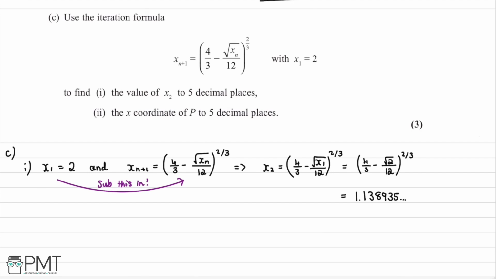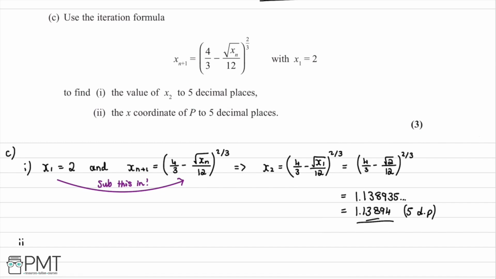1.138935 and so on. And recalling the question, we're asked to round to 5 decimal places. So we have 1, 2, 3, 4, 5. And we have that the 6th decimal place is 5, so we're going to round up. And that's going to leave us with 1.1389, and then we round up our 3 to a 4. And then we'll just put in here "to 5 decimal places." So that's us completed part 1.